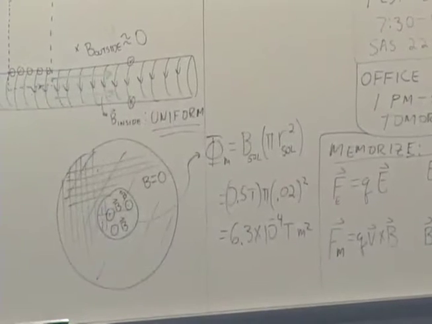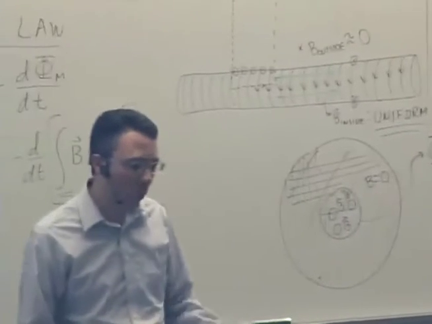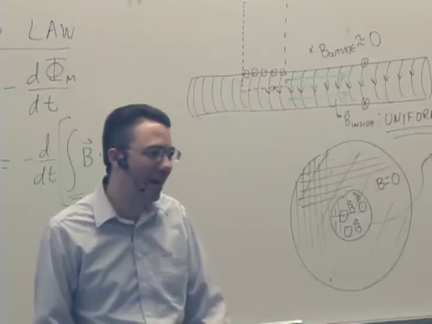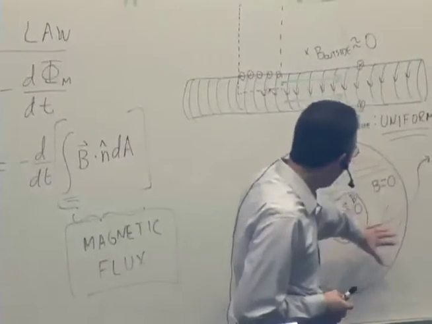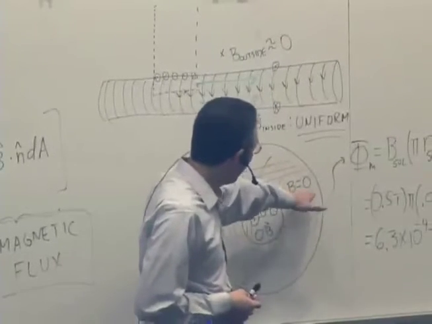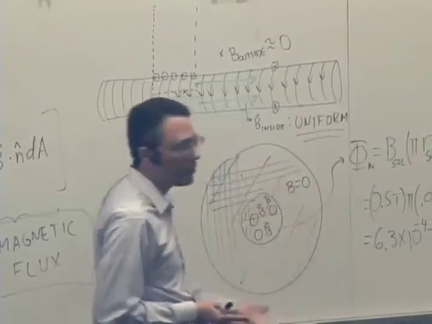Most people got that, but there was some confusion about what area to use. And the way to think about it is you're thinking about summing up the flux of the entire area, but in a lot of that area, B is equal to zero. So only this part is going to contribute. Okay?